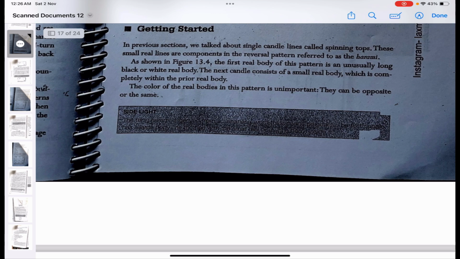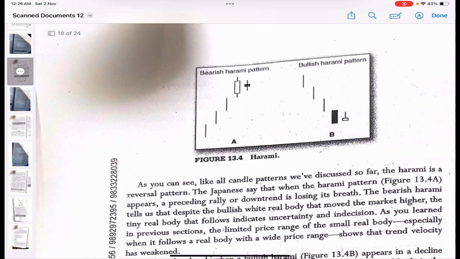Okay. In previous sections, we talked about single candle lines called spinning tops. These small real body lines are components of the reversal pattern referred to as the Harami, as shown in figure 13.4. Okay, look at this bearish Harami.